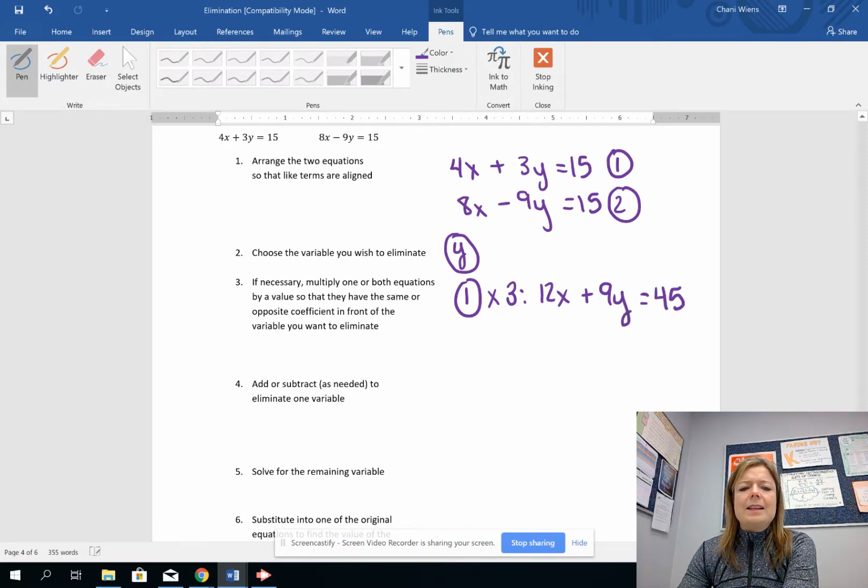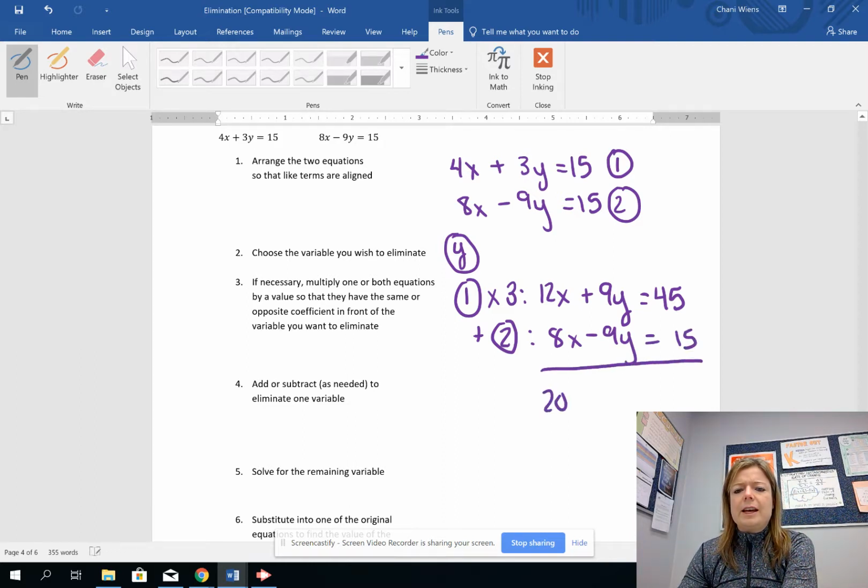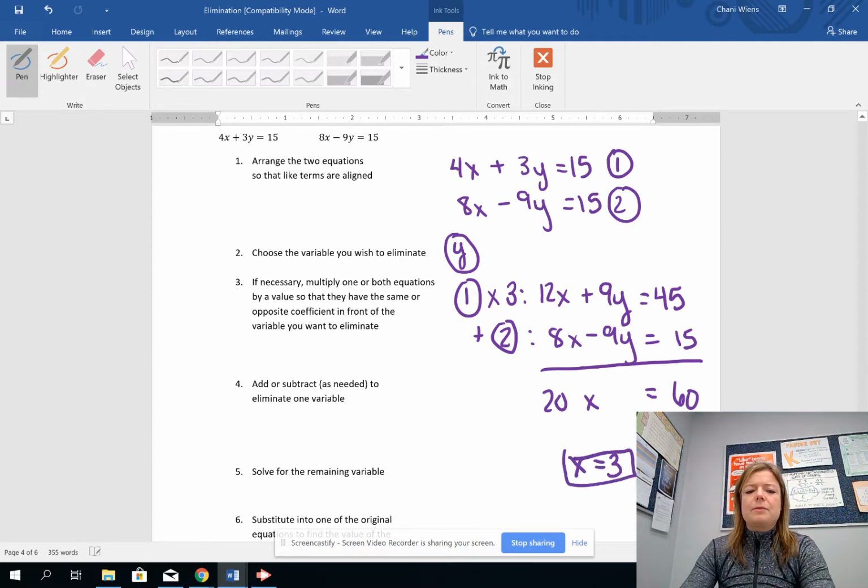Okay, so then I add and subtract to eliminate one variable. So then I add that to equation 2. So equation 2 is 8x minus 9y equals 15. So I add these together and I get 20x equals 60. Okay, so now I'm actually on step 5. So I solve for the variable. So x is equal to 3, since I would divide both sides by 20.